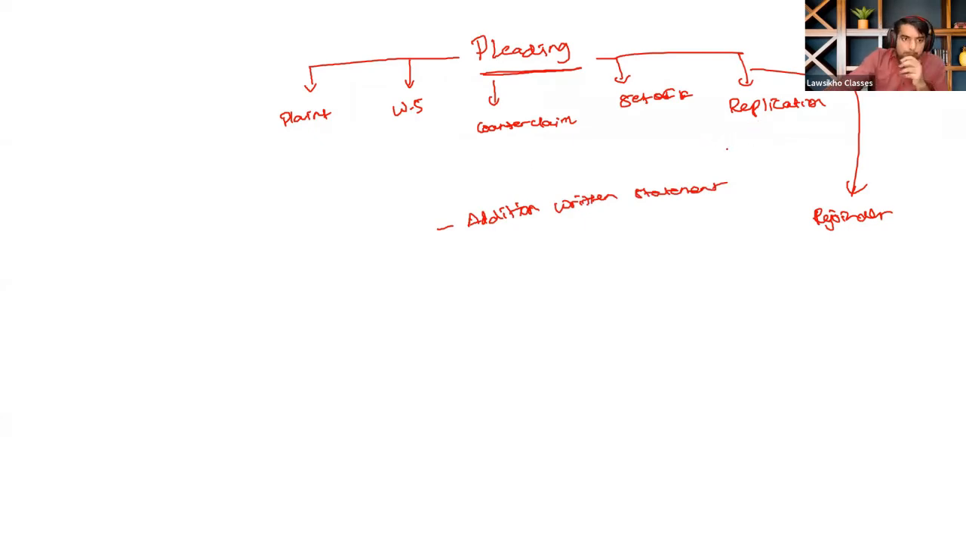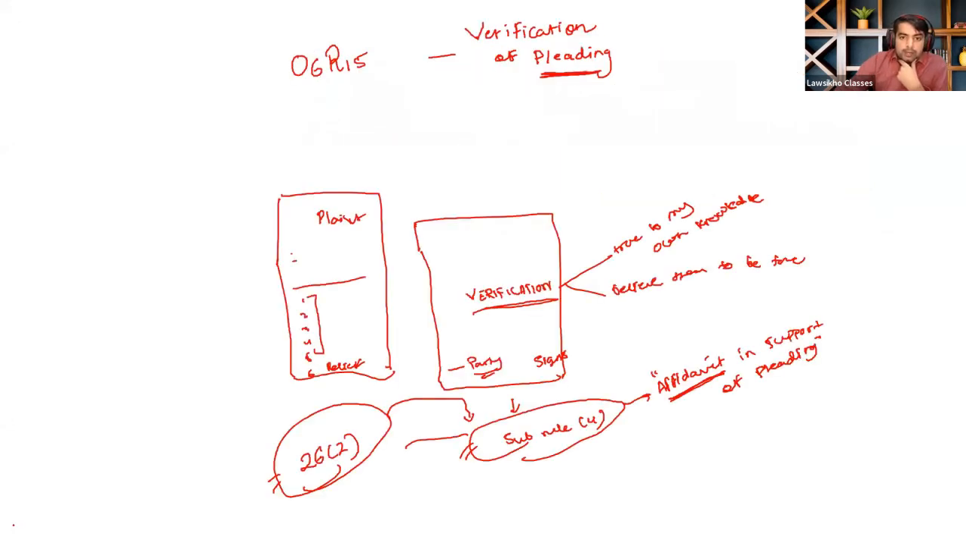Pleadings is any document wherein you are claiming a plea. कोई भी डॉक्यूमेंट जिस पे आप एक अर्जी मांग रहे हैं वो प्लीडिंग हो गया. तो वो प्लेंट भी हो सकता है. दैट कैन बी WS, दैट कैन बी काउंटर क्लेम, दैट कैन बी सेट ऑफ, दैट कैन बी रेप्लिकेशन, दैट कैन बी रिजॉइंडर, दैट कैन बी एडिशनल WS. तो ये जो ऑर्डर 6 रूल 15 है, दैट इज एप्लीकेबल टू ऑल प्लीडिंग. वो बोल रहा है सारी प्लीडिंग्स वेरीफाइड होनी चाहिए. नाउ दिस इज नॉट ओनली एप्लीकेबल टू प्लेंट, दिस इज एप्लीकेबल टू ऑल प्लीडिंग्स.